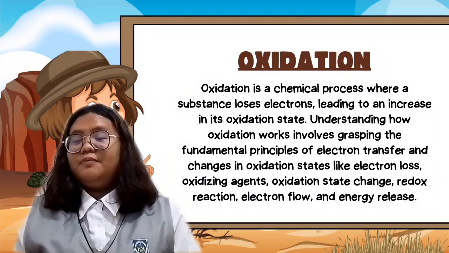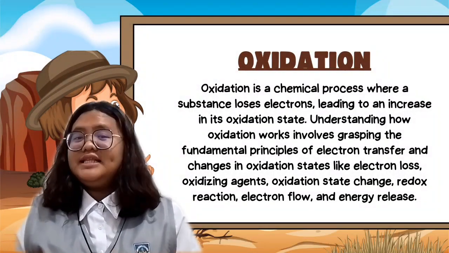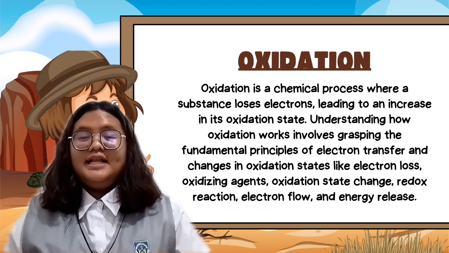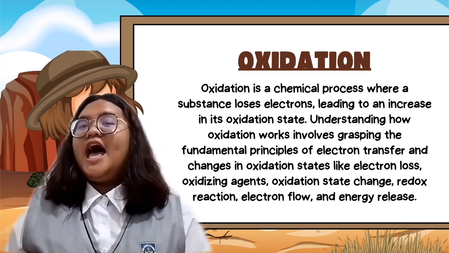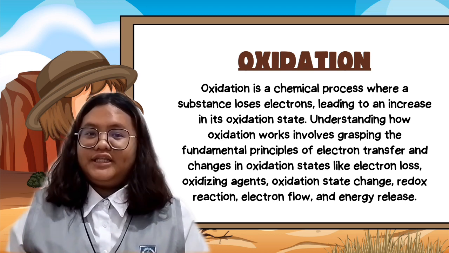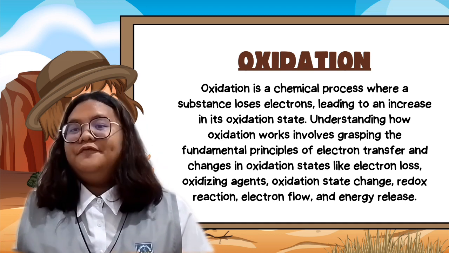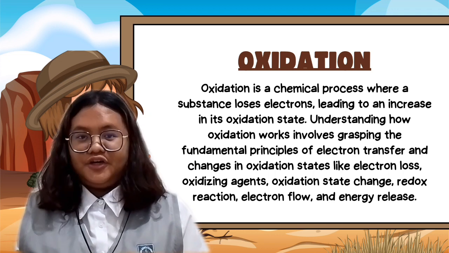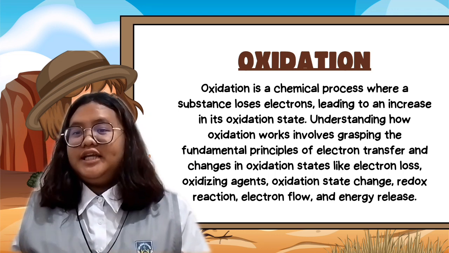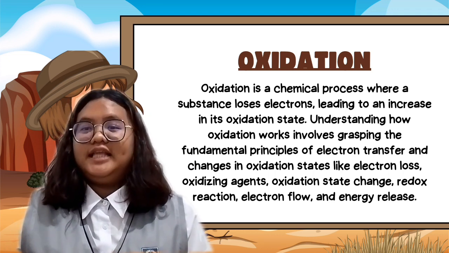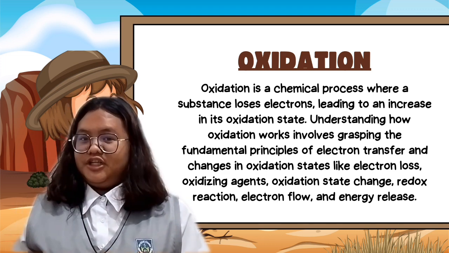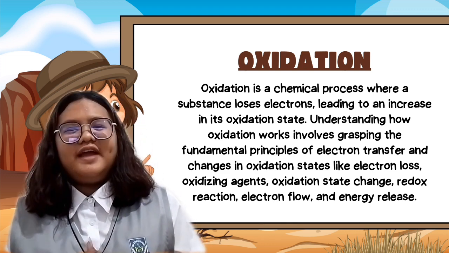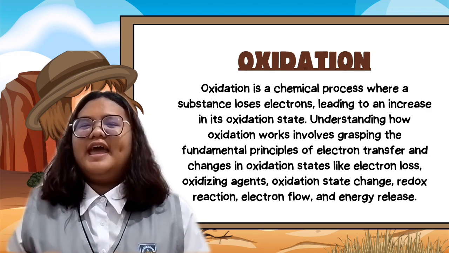Oxidation is a chemical process where a substance loses electrons, leading to an increase in its oxidation state. Understanding how oxidation works involves grasping the fundamental principle of electron transfer and changes in oxidation states, like electron loss, oxidizing agents, oxidation state change, redox reaction, electron flow, and energy release.